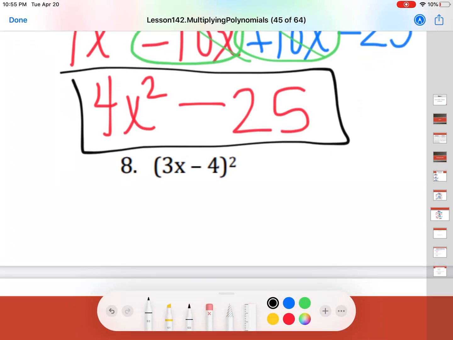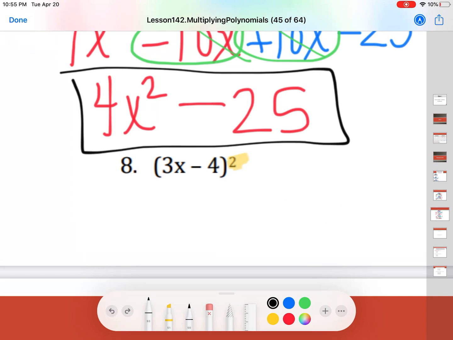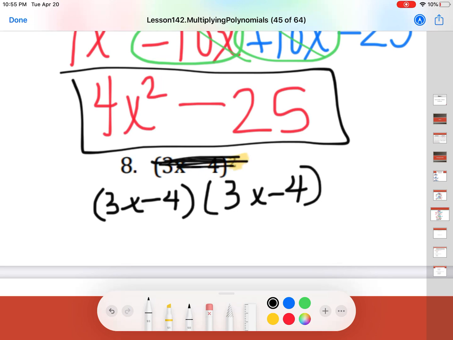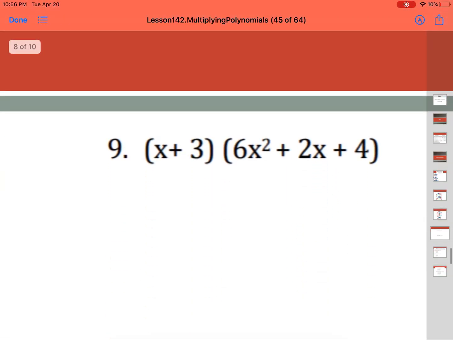All right, number 8. So in number 8, anytime you see a 2, I can't just square them. I have to write it twice. 3x minus 4 with another 3x minus 4. That's way too big. Let's make it smaller. So 3x minus 4 and another 3x minus 4. Okay, so that's the question. Now you're going to double distribute the first term and then the second term. Very easy.